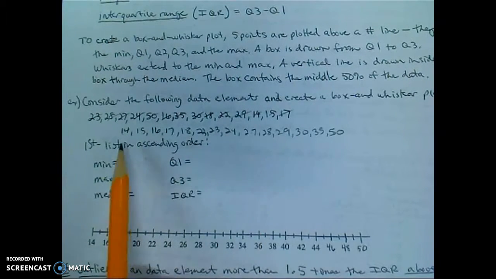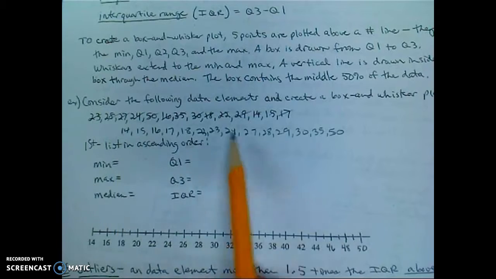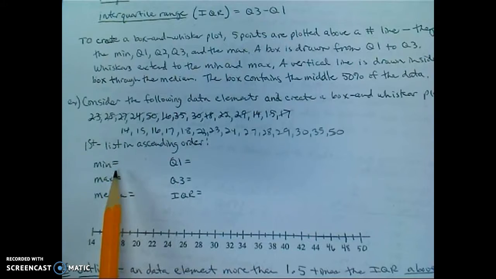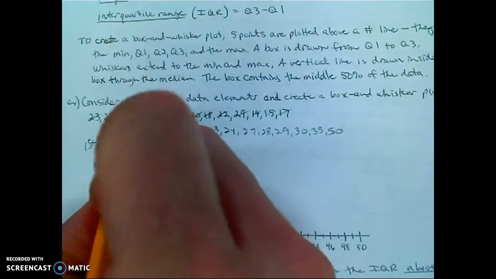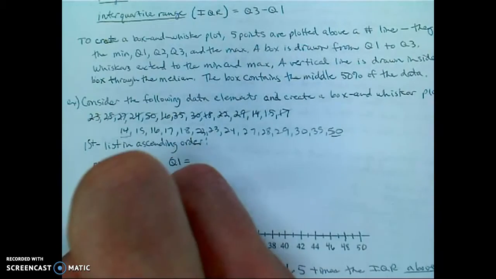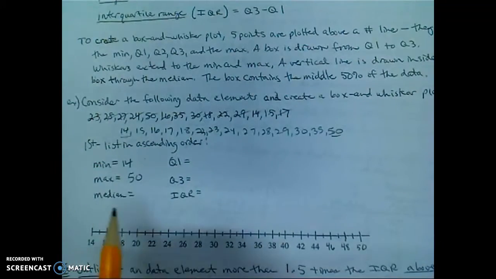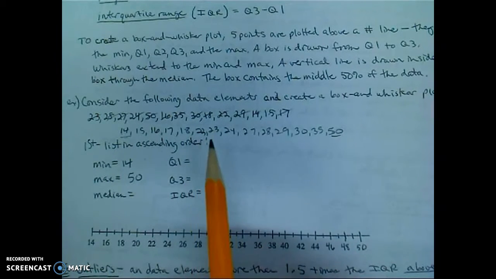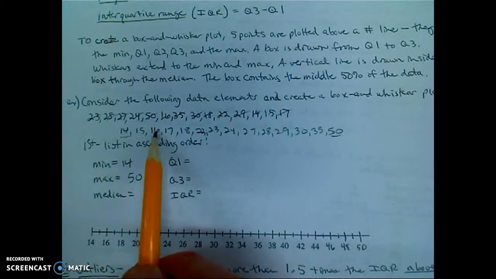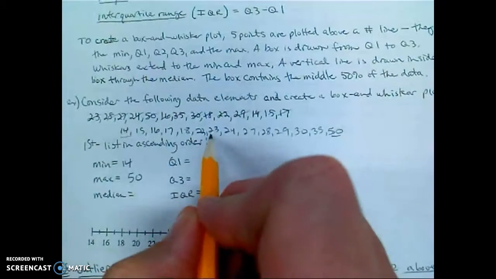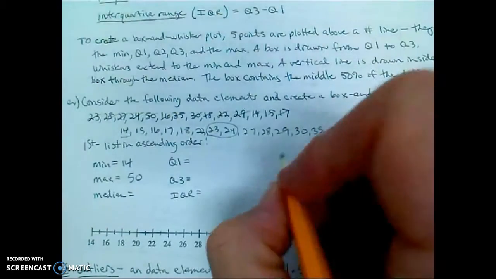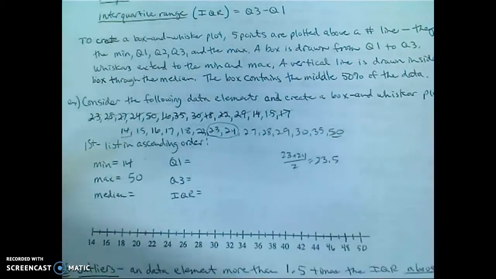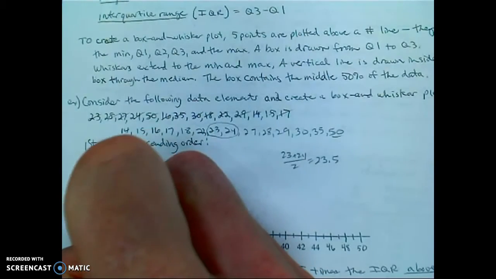So here's our data placed in ascending order, least to greatest. There's 14 total items. So let's start by identifying minimum and maximum. Minimum is our lowest value, 14, and the maximum is the greatest, that's 50. The median of the entire data set, there's 14 items, so we need the average of the 7th and 8th item. So 1, 2, 3, 4, 5, 6, 7, 8. That's these two right here. So 23 plus 24 over 2 is going to give us a median value of 23.5.